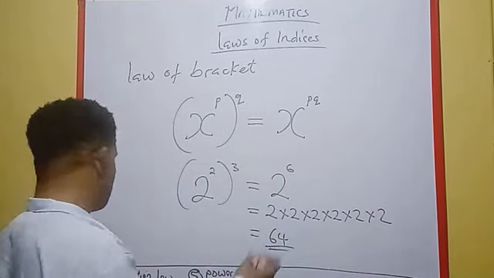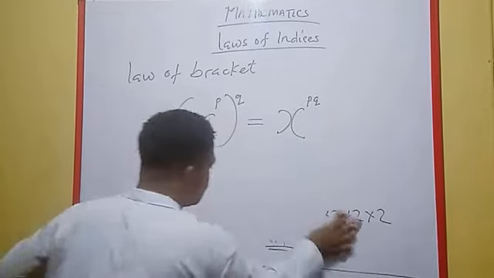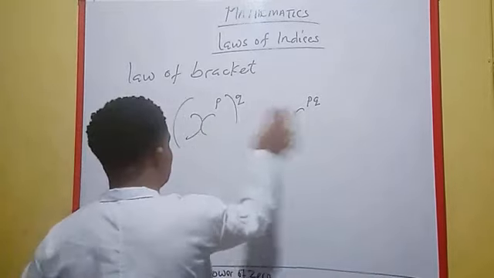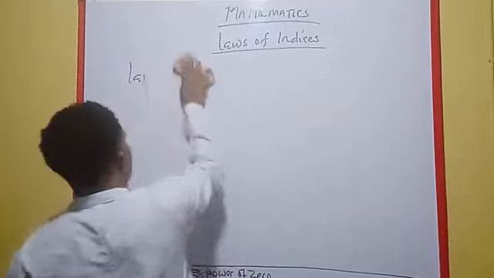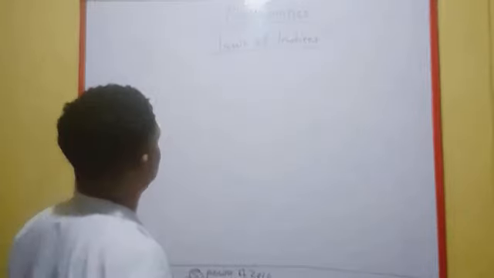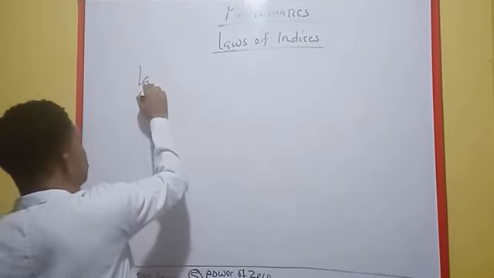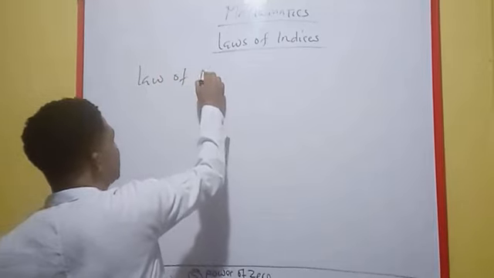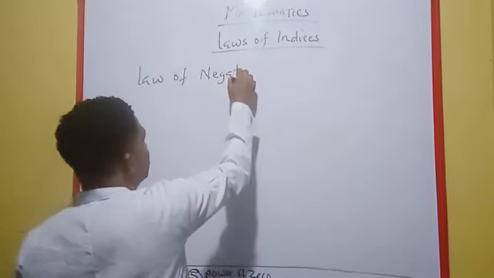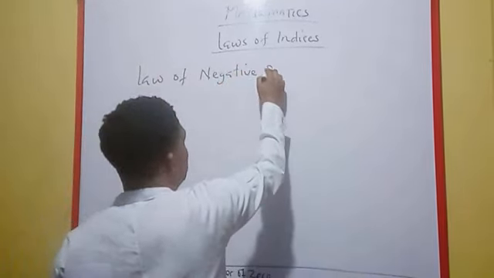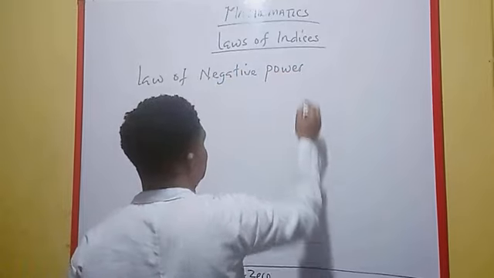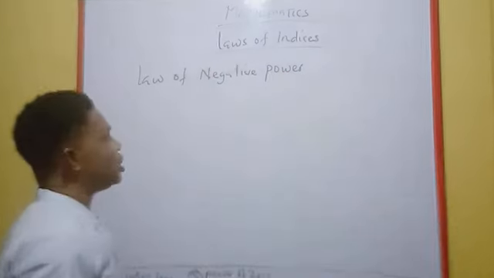Now, let's see the fourth law. The fourth law of indices is the law of negative power.